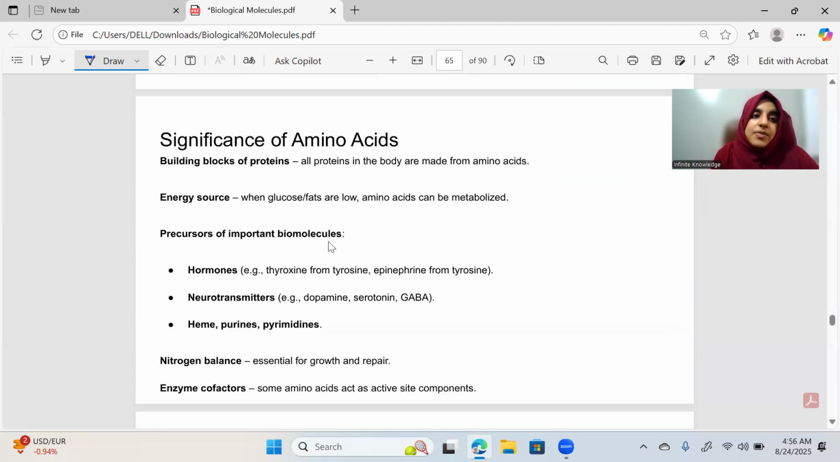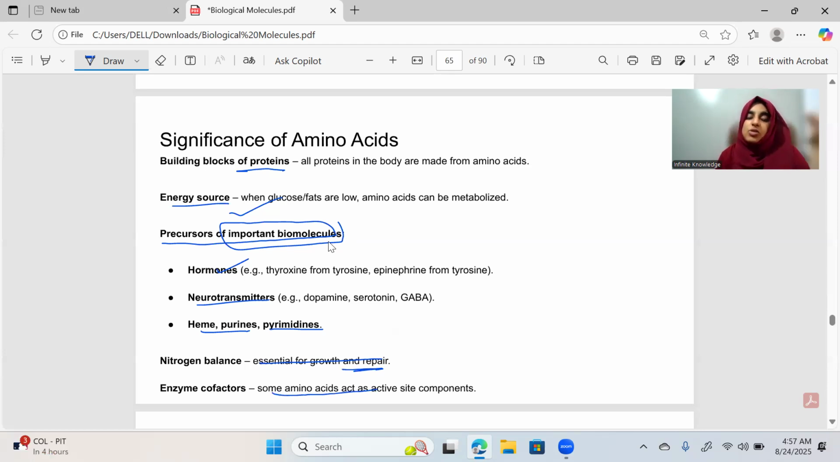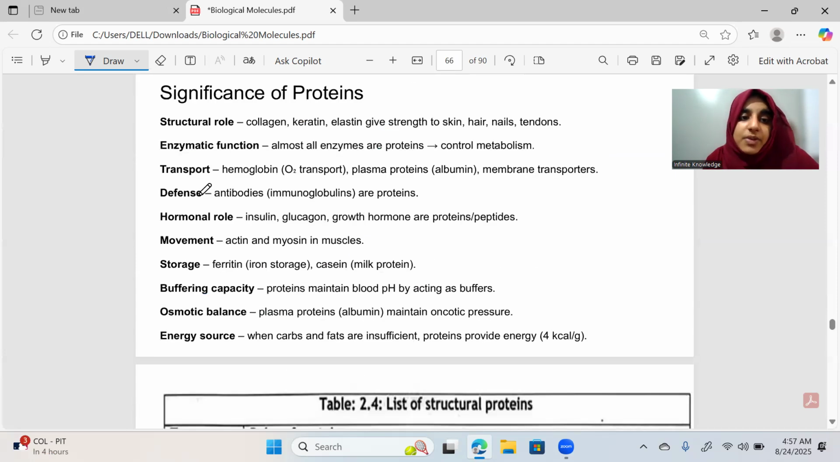Now, what is the significance of amino acids? As we all know, it is the building block of proteins, and it provides an energy source. Okay. Now, what is the precursor? It is a precursor of important biomolecules. What do you mean by precursor? It means that it is a foundation stone for the development of many biomolecules. For example, the development of several hormones, neurotransmitters, heme, purines, and pyrimidines, right? It is also used for the nitrogen balance, which is essential for growth and repair, and as enzymes. Okay, so all the enzymes, hormones, neurotransmitters, purines, pyrimidines, right? All of these are made up of amino acids.